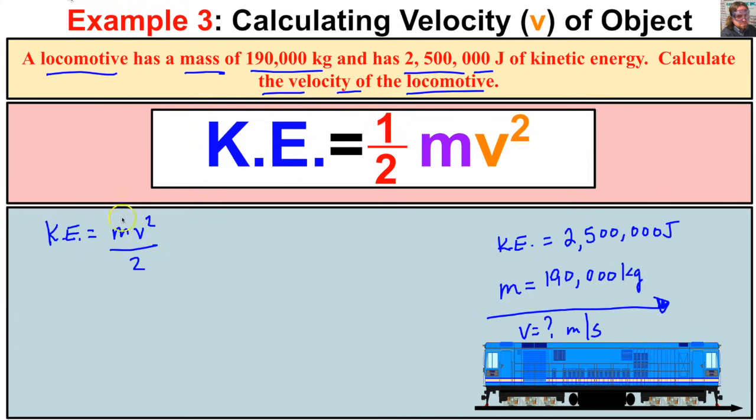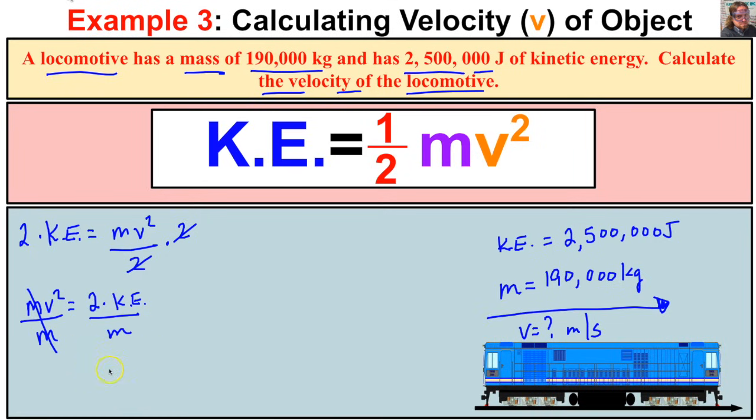So we want to get v all by itself on one side of the equal sign. So we're going to multiply by 2 here. And what we do to one side of the equal sign, we must do to the other. 2 is going to cancel out here. And so now we are going to end up with mv squared equals 2 times the kinetic energy. But now we want to cancel out m, or we want to get rid of m from the left-hand side of this equation. So we divide by m here. We're going to divide by m here.